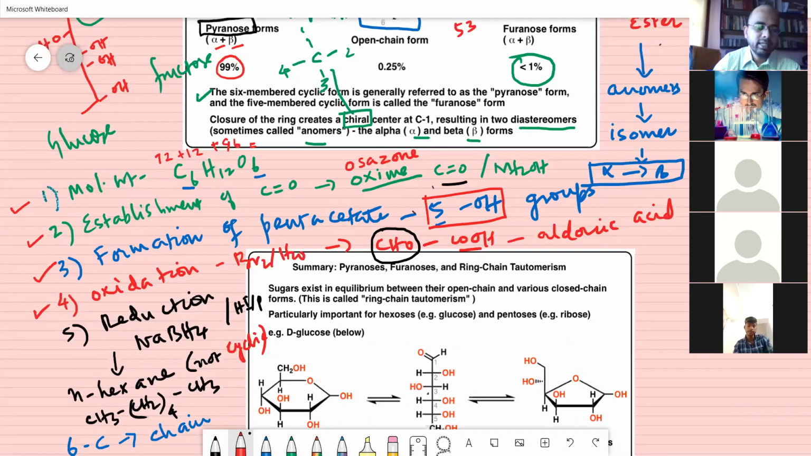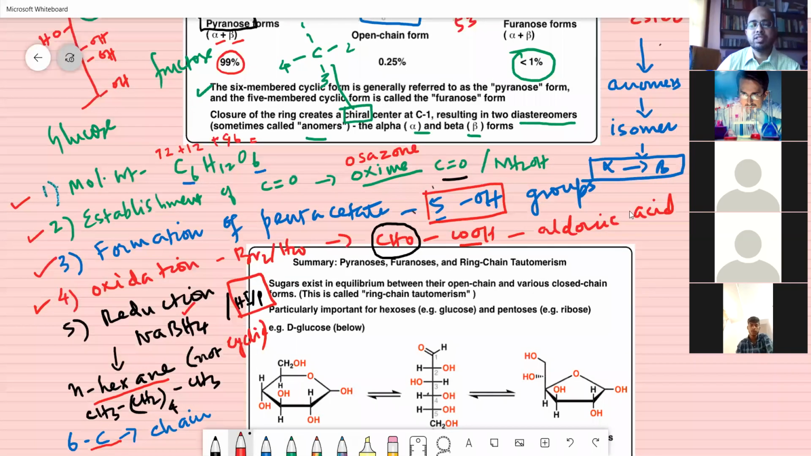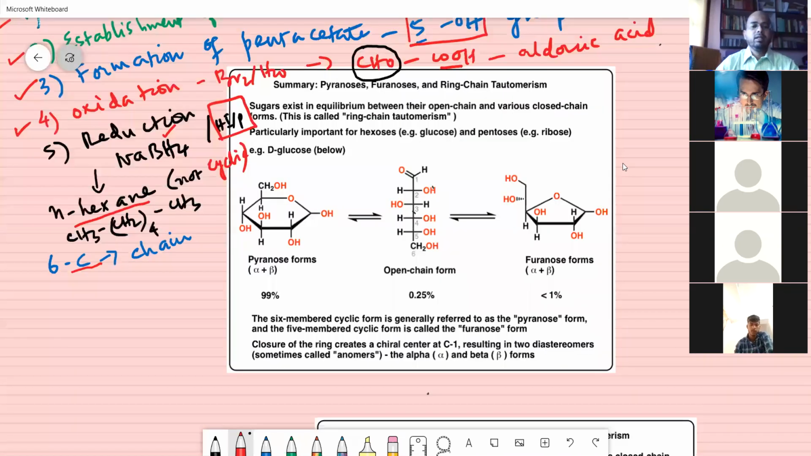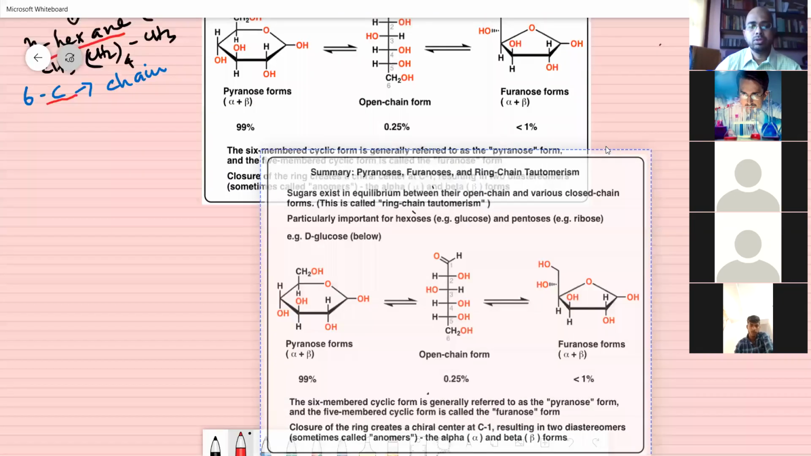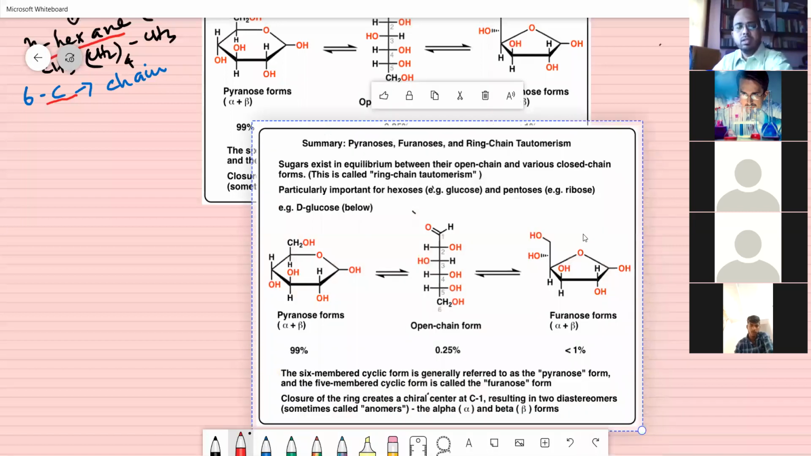And then the reduction by means of hydrogen iodide and phosphorus. This is also used, but usually hydrogen iodide and phosphorus gives very good results, and that gave rise to hexane. So we say there is a 6 carbon atom chain, therefore glucose has a 6 carbon atom structure like this. Okay. Now coming back to this, the structure is again repeated.